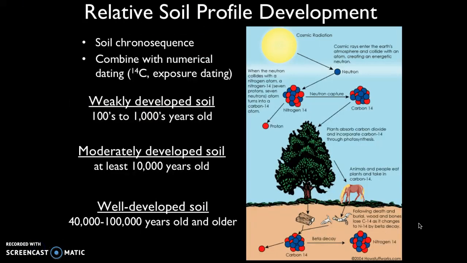So what we got here is going to be the relative soil profile development, or the soil chronosequence. So that's going to be the amount of time that has happened for a specific soil to develop. Okay, so as you are seeing here in this diagram, they're giving you a big idea of how carbon-14 comes into the atmosphere and how it is further on deposited into different parts of the soil.